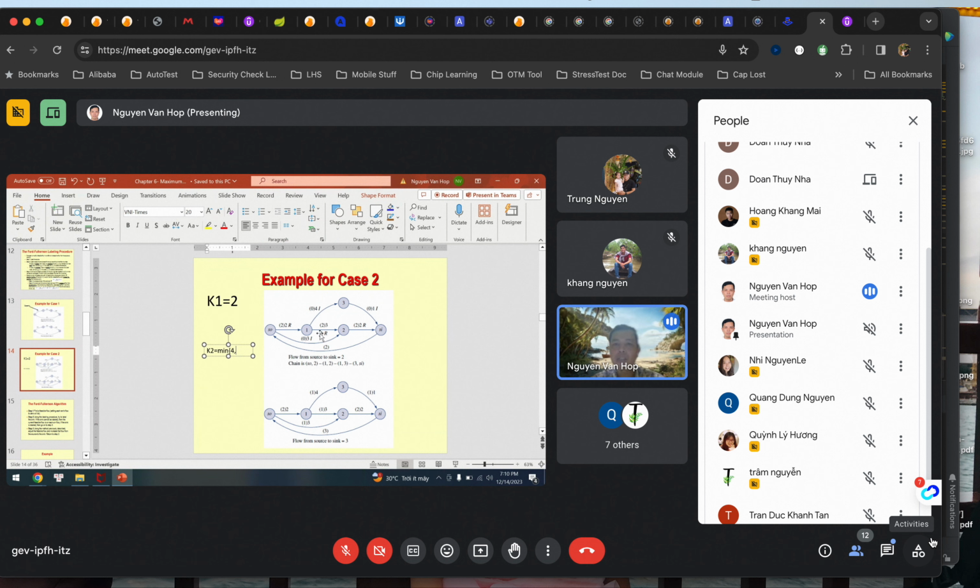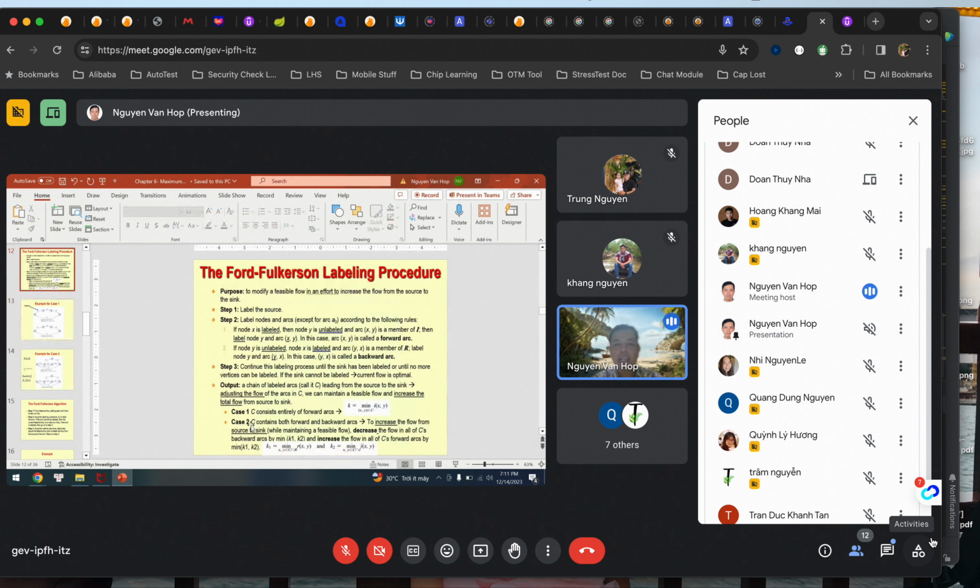And how about this one? The increase of this arc, from 0 to 1, is 1, right? Therefore, K2 is 1. And the third step is we need to find out K. K is the minimum of K1 and K2, right? K1 is 2 and K2 is 1. Therefore, it's equal to 1.